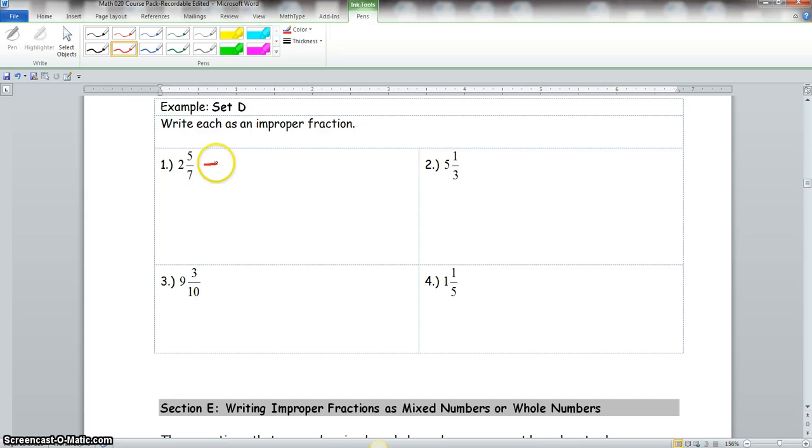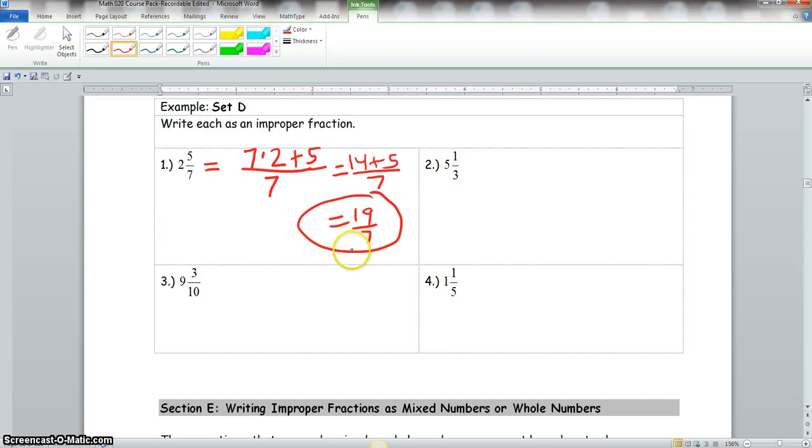Now this first problem. The first thing we should know is our denominator will still stay 7. Now our numerator, we'll take 7 times 2 plus 5. Remember, we'll take this denominator times the integer plus the numerator. 7 times 2 is 14 plus 5 all over 7. 14 plus 5 is 19 over 7. So that would be your final answer.